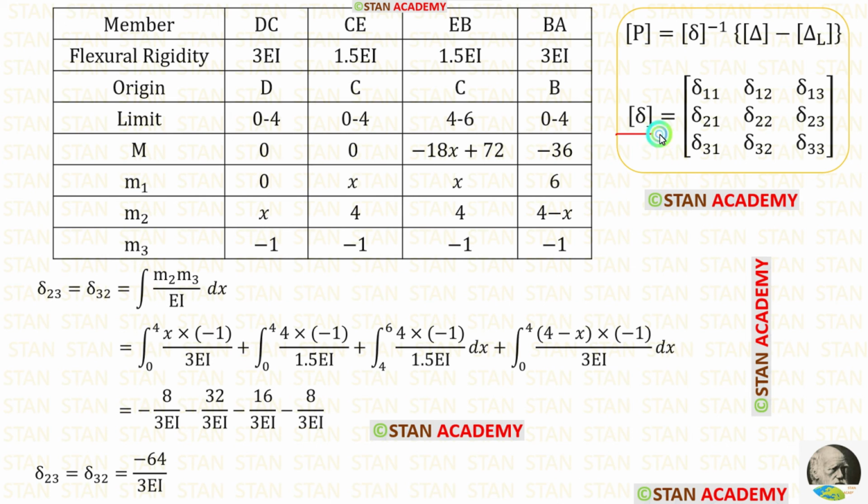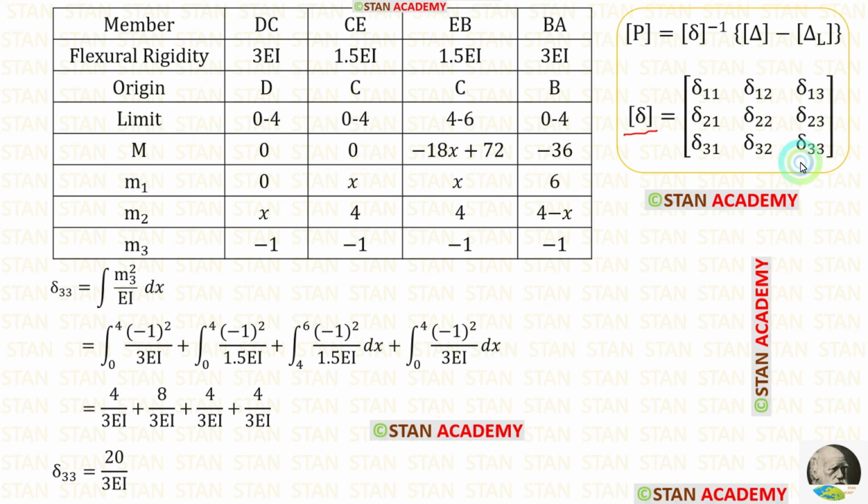In the delta matrix, now let us find delta 2, 3 and delta 3, 2. Both of them having the same formula, integration of m2 m3 upon EI dx. Let us apply the values of m2 and m3 in the formula. After the calculations, we are getting delta 2, 3 and delta 3, 2.